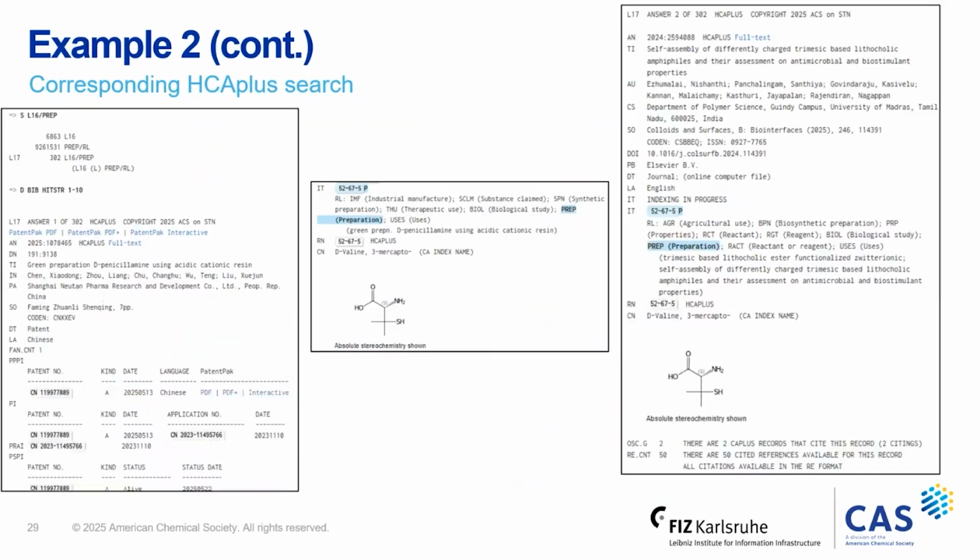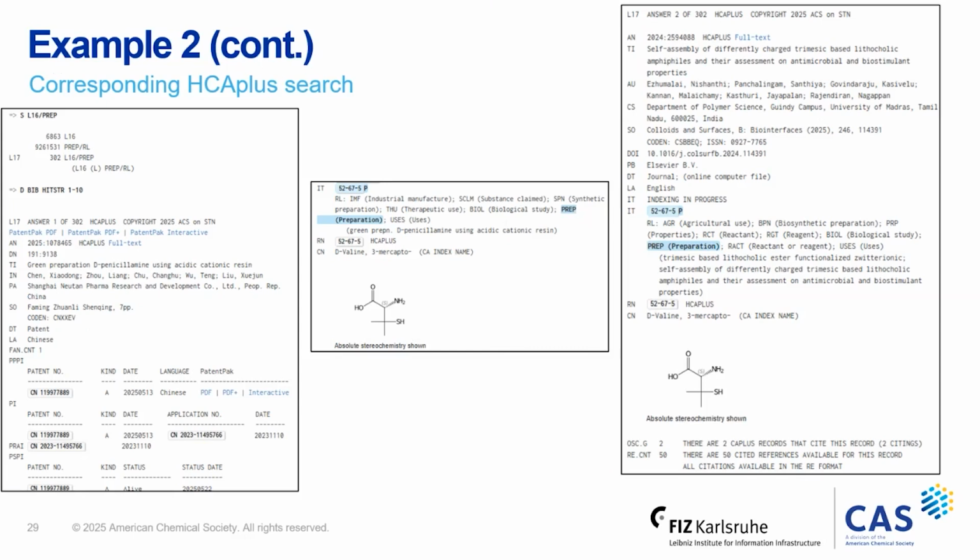But just to be on the safe side, in this case, we're going to run it with the CAS HCA plus role indicator of prep, right? You want to be prepared. And I got 302 records from that when I displayed bibliographic information plus hit structure. You can see that once again, I get some really good hits here. This first record here, green preparation of D-penicillamine. Perfect. What I want. Look at my hit structure. Yep, that's exactly the substance that I want.